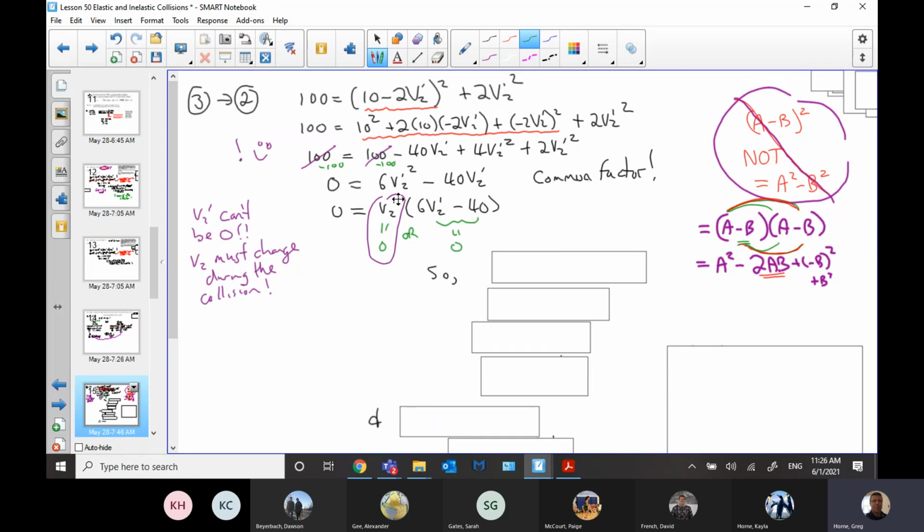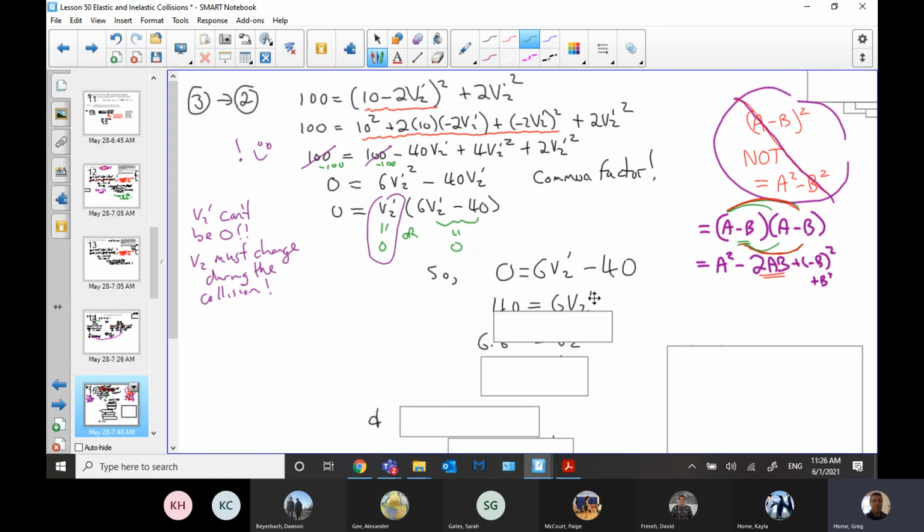So this one's just an illogical answer that the math says is mathematically possible, but based on the physics, you can't have a final velocity the same as your starting velocity if you've undergone a collision, if you've undergone some accelerations. So this one helps us get our answer. We can say 0 equals 6v2 prime take away 40, add 40 to both sides, divide both sides by 6, and we're getting 6.6 repeated, or to two significant digits, 6.7.